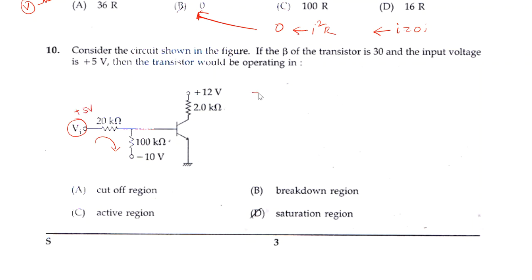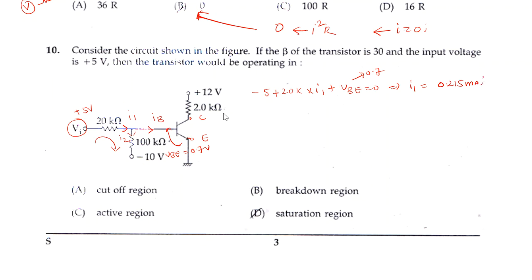So I'll start KVL in this loop. Minus 5 plus 20k. I'm considering here the current is I1, and here it will be I2, and here it will be I base, and this will be your collector, and this will be your emitter. And in between these two we have VBE, which is equal to 0.7 volts. So minus 5 plus 20k into I1 plus VBE. So VBE is equal to 0.7, and from this if you find the value of I1, it is equal to 0.215 milliamperes.